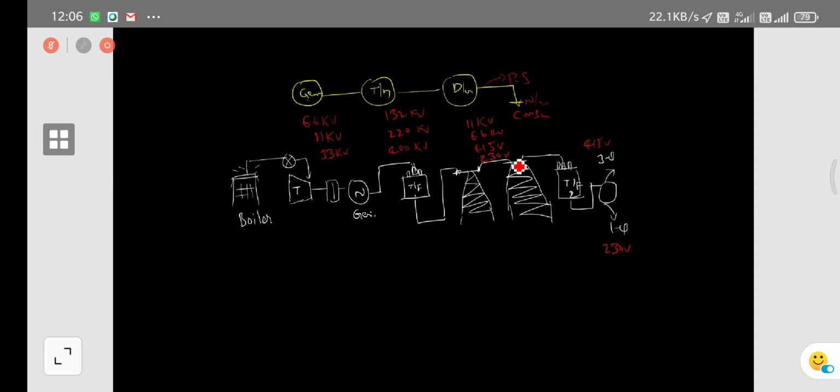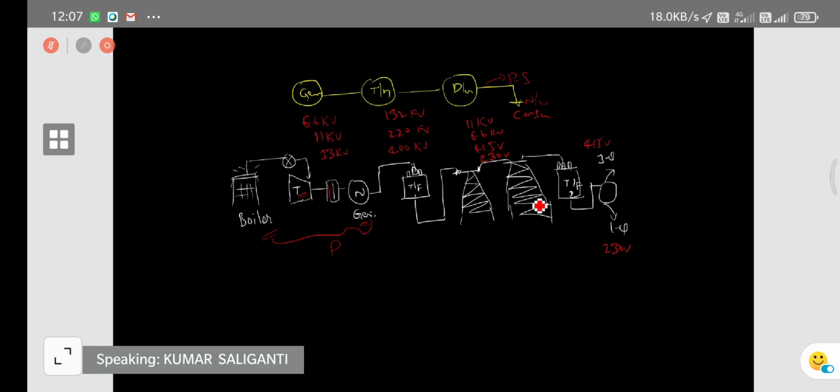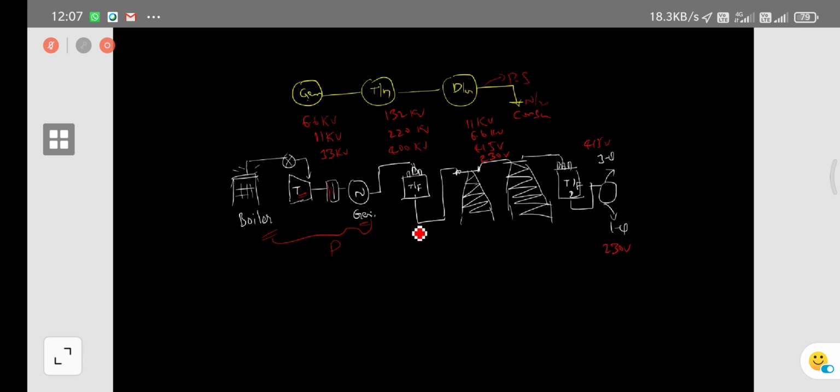These are the consumers here. First of all, the boiler will be there, this is the turbine, and this is the generator, which is mechanically coupled. From that you can get some power. The power can be transferred through the transmission line, and after that through distribution lines to the consumers.